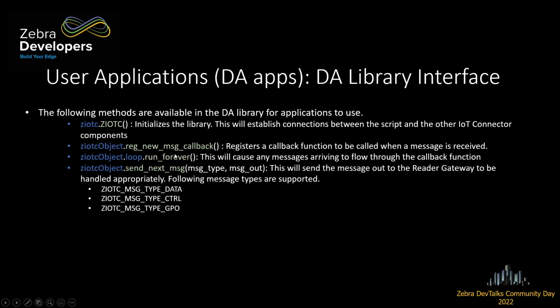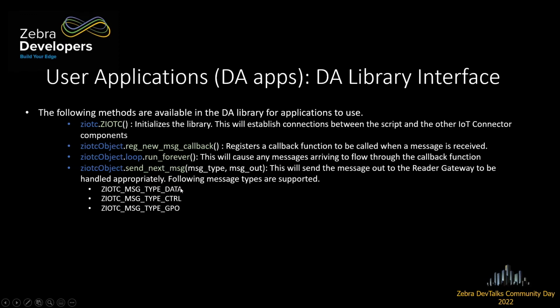I'll just walk through a full-blown script and show you how simple it is. Now, the other thing I talked about when we said we want to control the GPIs or GPOs as well, that can be done by using the send next message. You see here, there is one argument called message type. There are 3 different message types that are available. One is called a data message, then the other one is called a control message, and then the third one is called a GPO message.